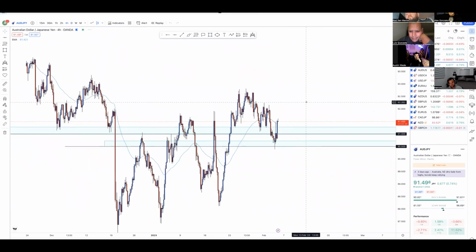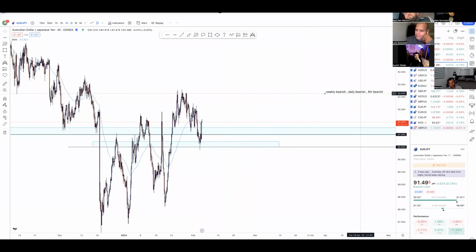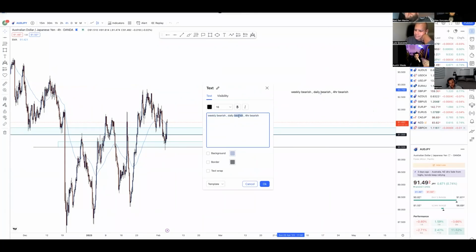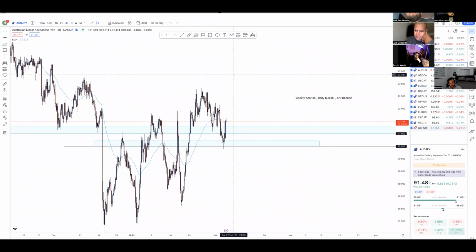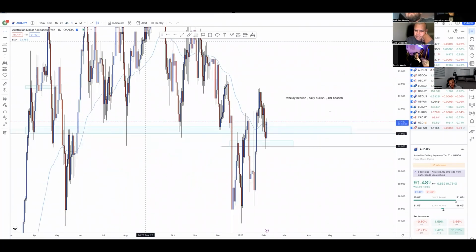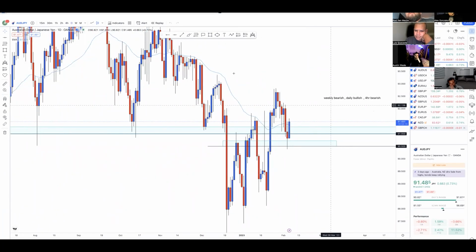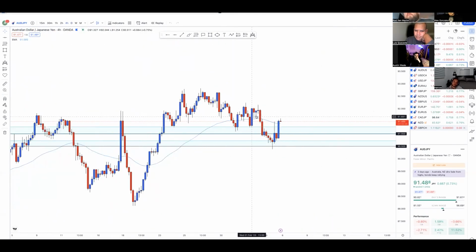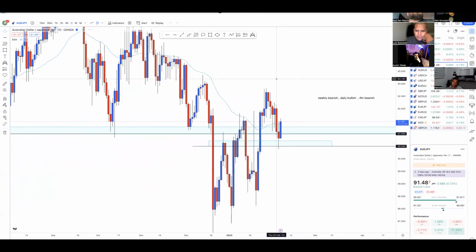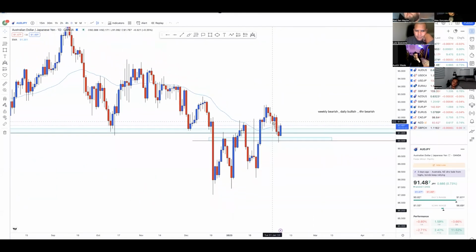The 4-hour is bearish. So this is how we're looking here. This is obviously the majority screaming sells. All right, let's double check the daily. Yeah, the daily's good. 4-hour. I guess what I would want for this to happen is for the daily to close bullish.